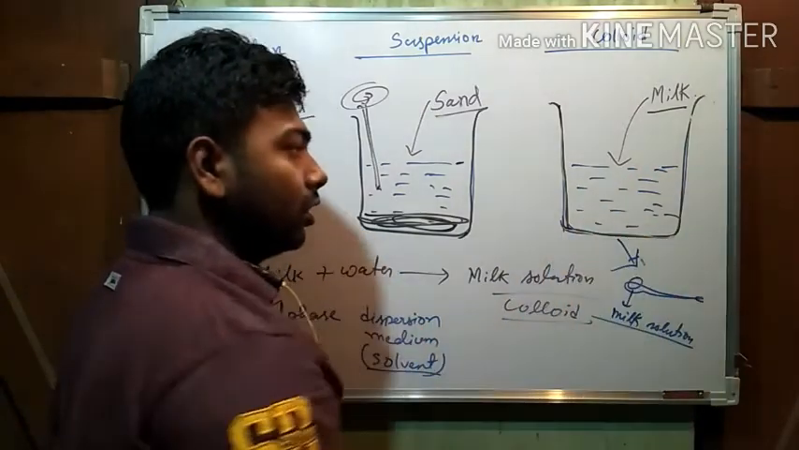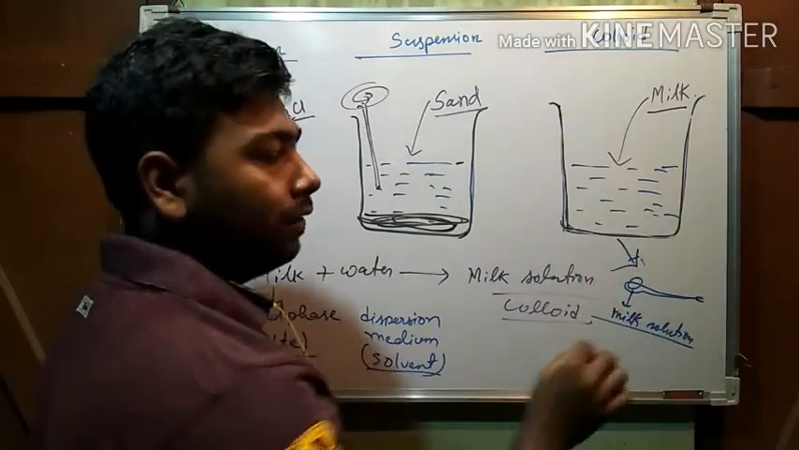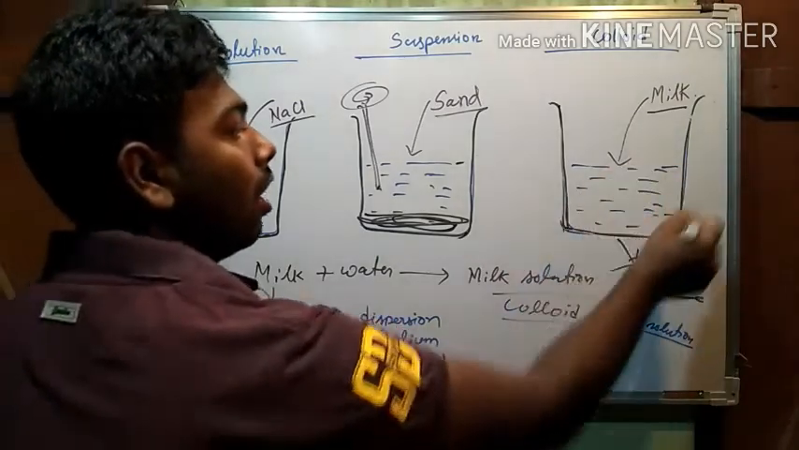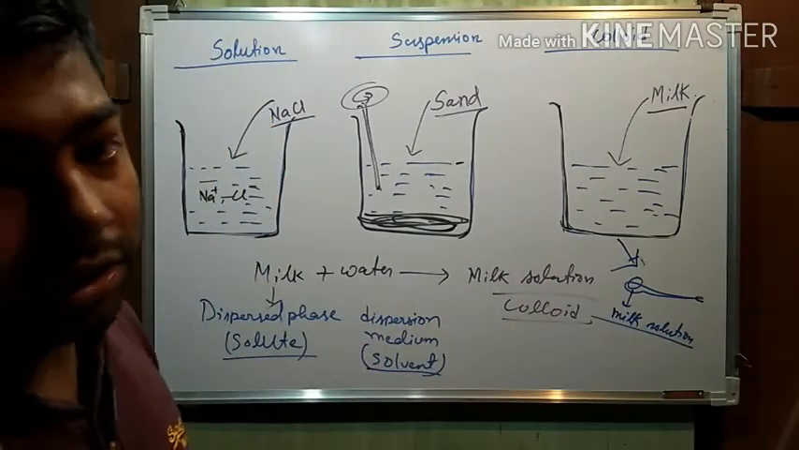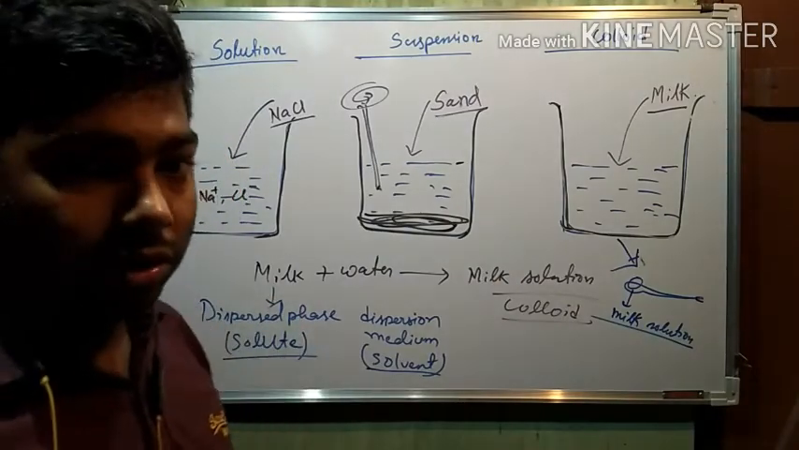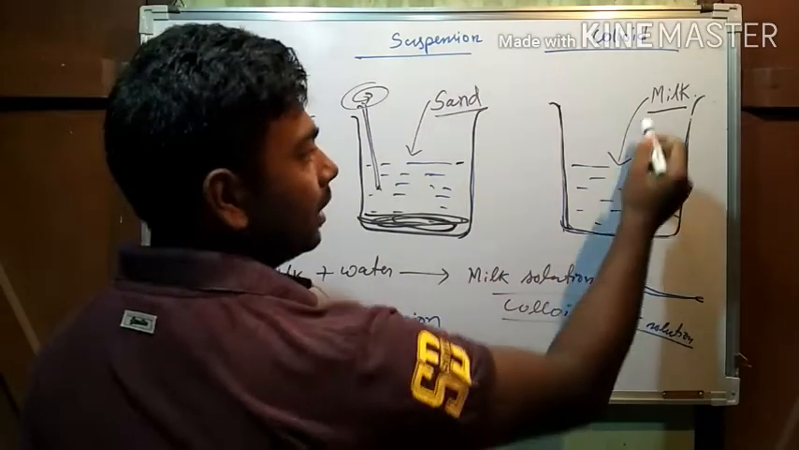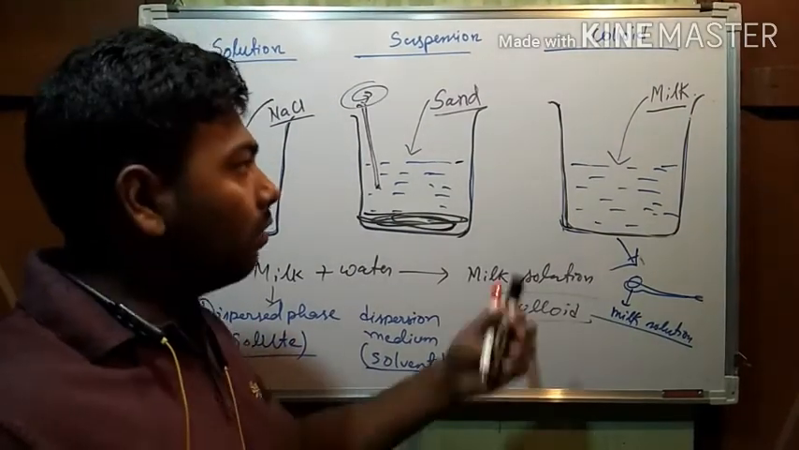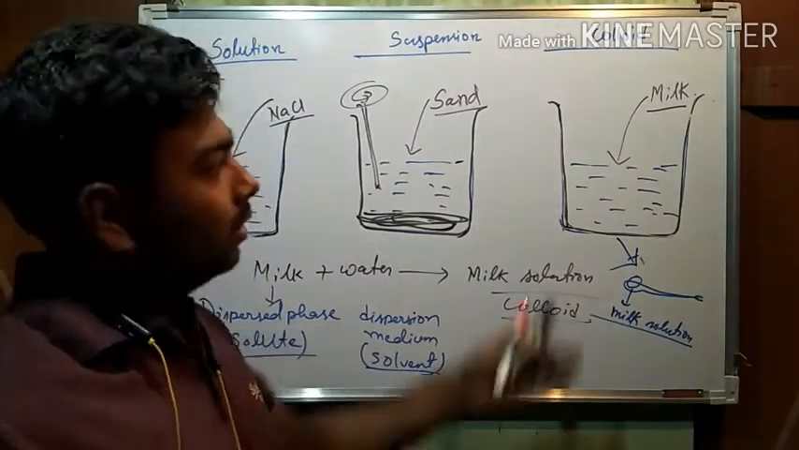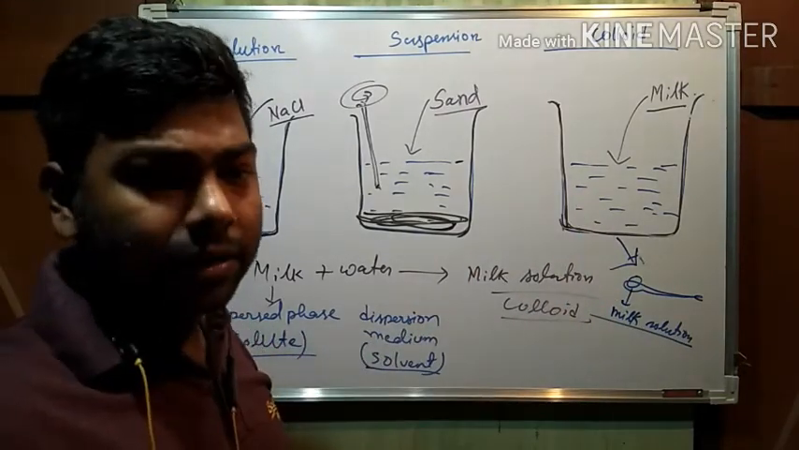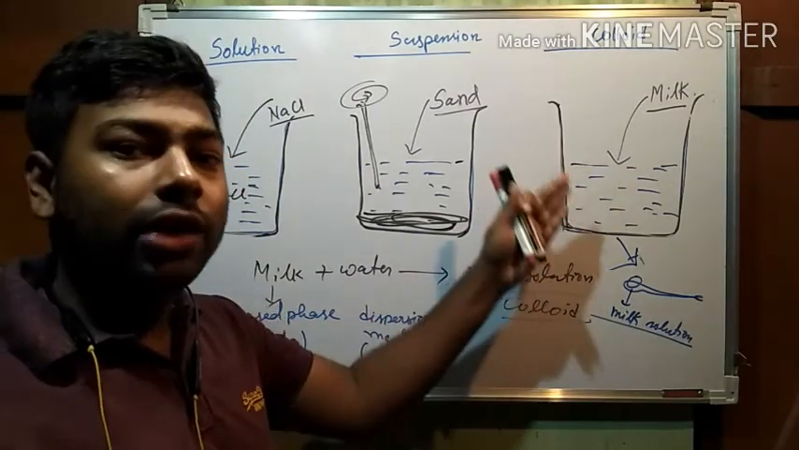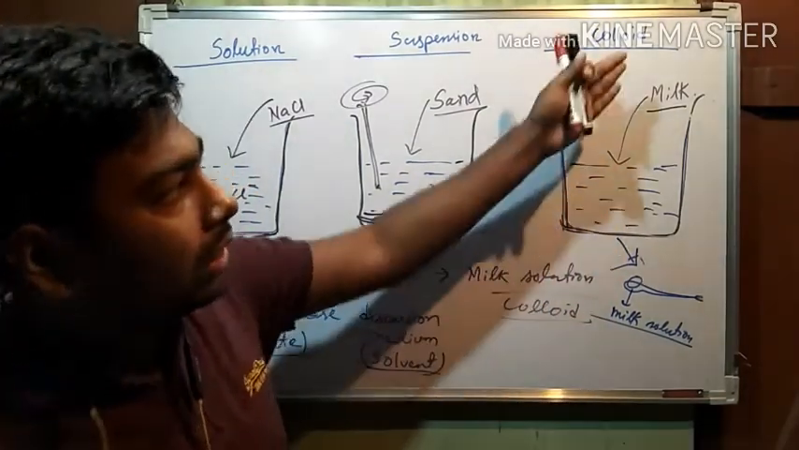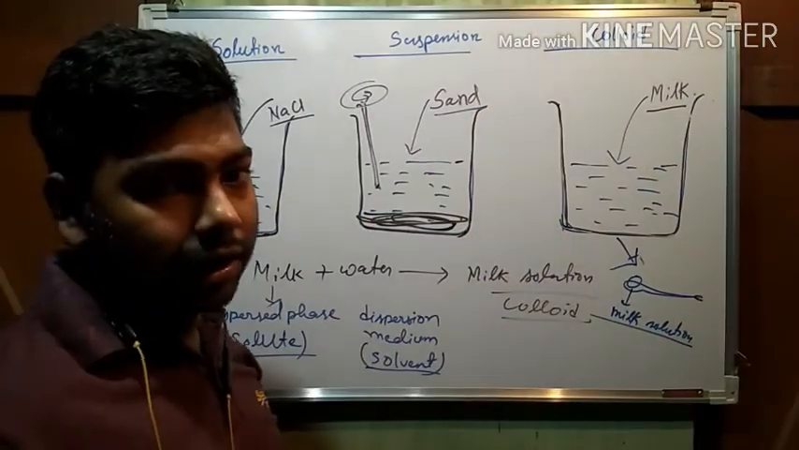From anywhere in the solution, if we take a little amount of it, the composition is the same as that of the whole solution. That's why it is known as uniformly mixed throughout the solution. Next point is that it is cloudy. If it is cloudy, then obviously the light reflects. When you pass light through this milk solution, light will reflect. That means the milk solution, or you can say colloid, shows the Tyndall effect.